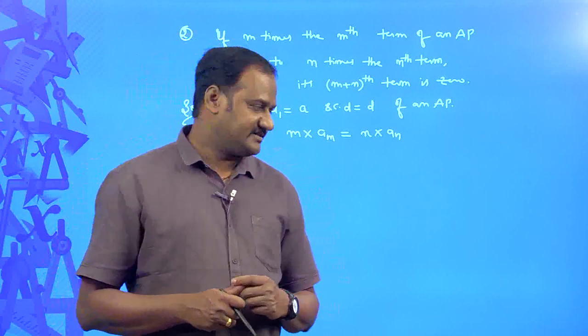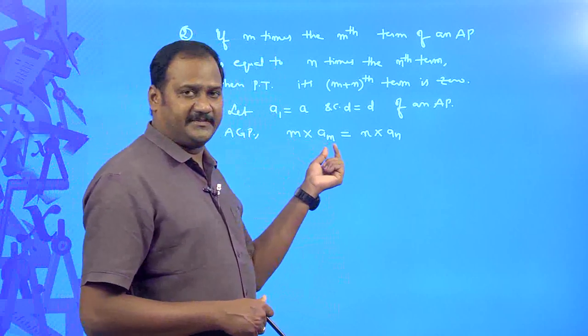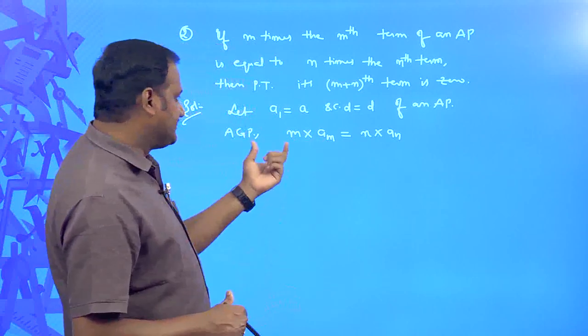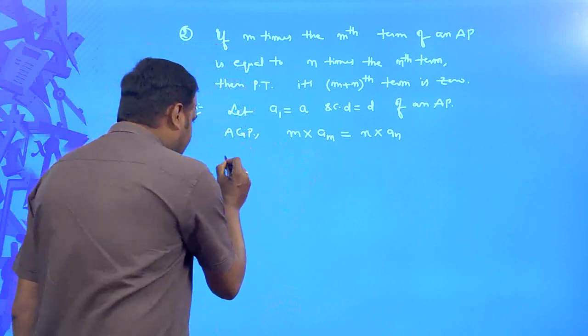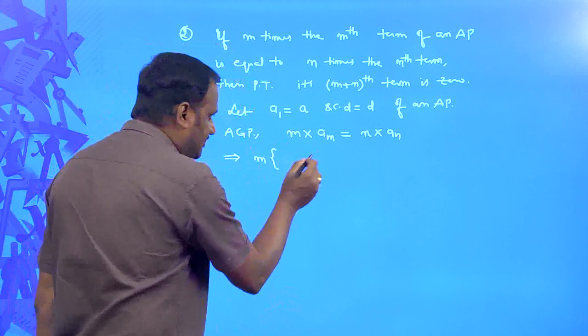Hello, yes, we are going to solve this. M times the mth term of an AP is equal to n times the nth term, that was given. So, what is this m times the mth term? M times the mth term means m times m into mth term.